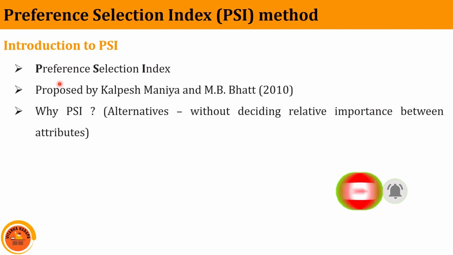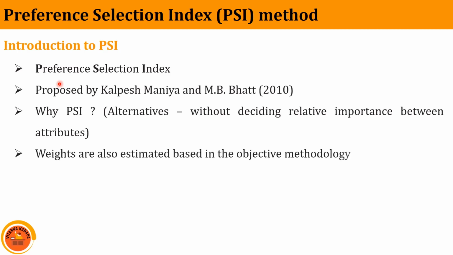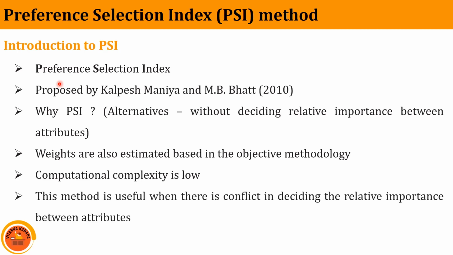Basically, for selection of the best alternative in most of the MCDM methods, we select based upon the relative importance between the attributes. But here, we are not trying to select the relative importance between the attributes. In this procedure, the procedure itself tries to give us weights based on an objective type of methodology. One of the major things here is that the computational complexity is very low. Within a minimum number of steps, we can complete this methodology.